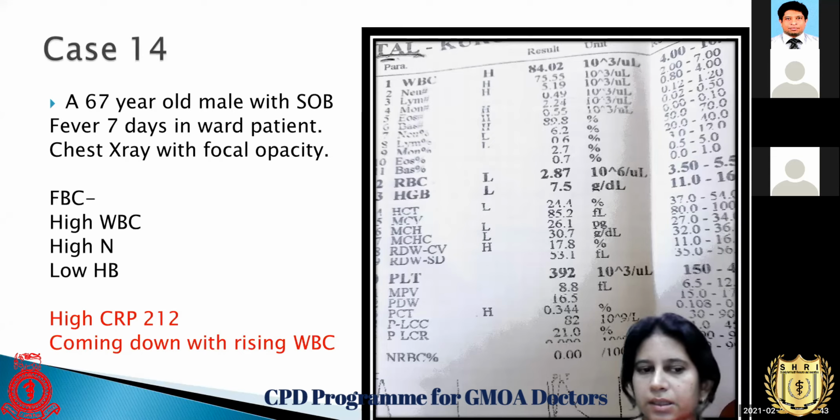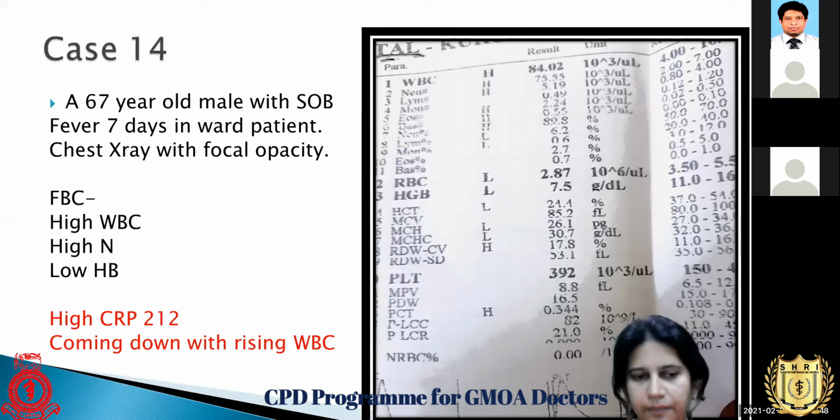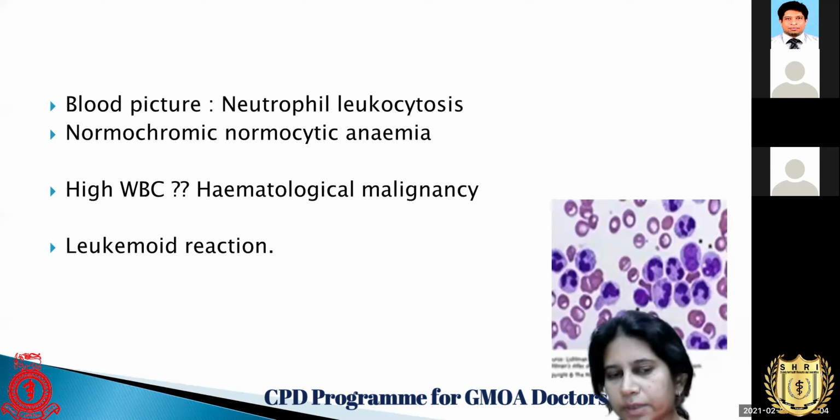So in this patient, initially, this patient had very high CRP. It's coming down, but rising WBC was the worry of the physician. So when you see the blood picture, it's neutrophil leukocytosis, no blast cells, no abnormal cells, normochromic normocytic anemia. So high WBC, is it always a hematological malignancy? No, this is a leukemoid reaction. The count can go up to 100,000 even with a leukemoid reaction. So by the count, you cannot diagnose leukemia.